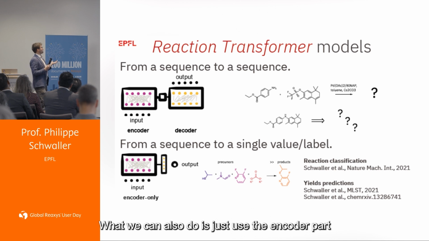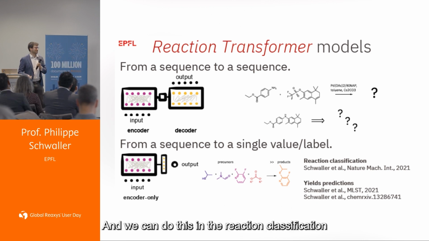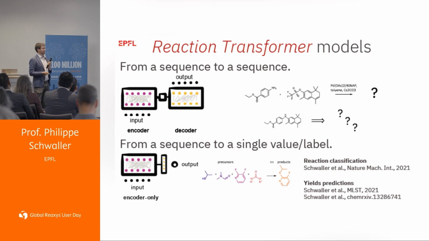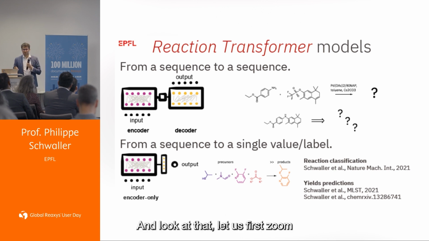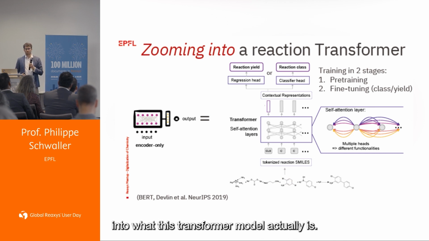What we can also do is just use the encoder part and then predict one single value or output, and we can do this in reaction classification or yield prediction. And to look at that, let us first zoom into what this transformer model actually is.